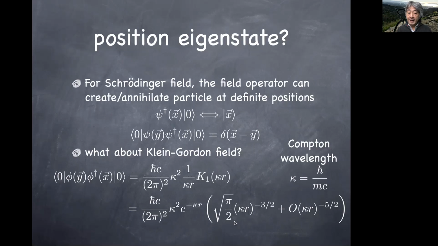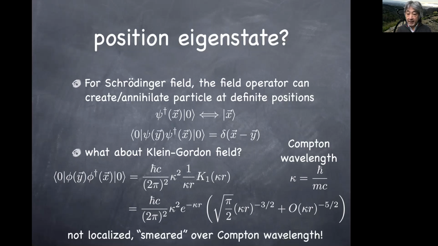How do we understand that is a discussion on the next slide. But anyway, this is a fact. In the case of the Klein-Gordon field, the field operator does not create a state that's sharply localized. It's smeared over a distance scale of the Compton wavelength given by ħ over mc.